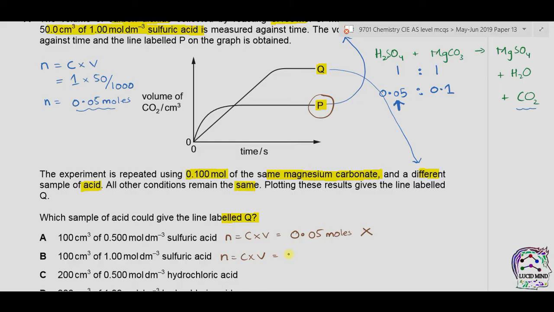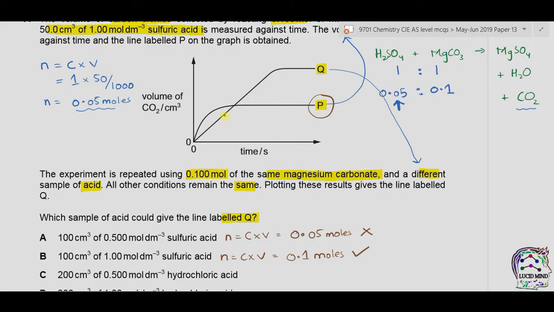So the number of moles comes equal to 0.1 moles. Now we can see that number of moles has increased. So if number of moles has increased, the volume of carbon dioxide will also increase. So this one seems to be correct.